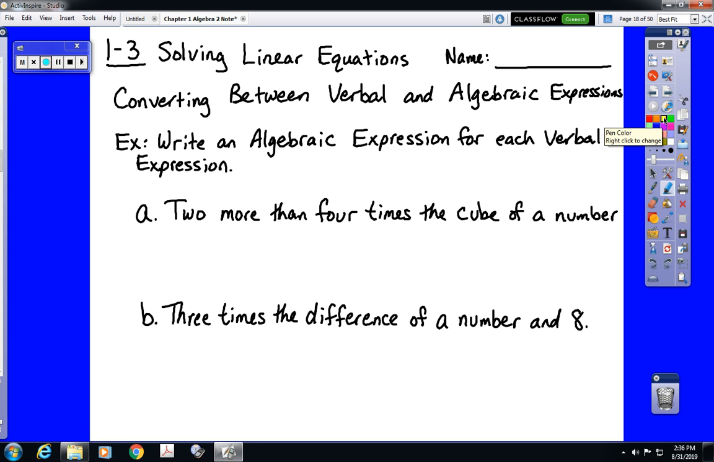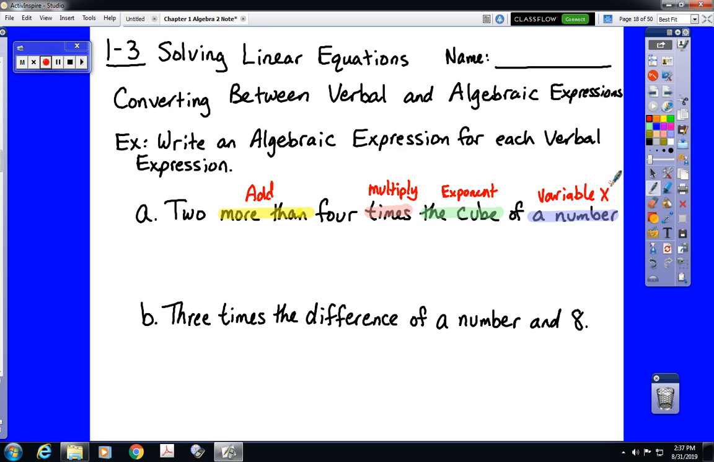So let's look at what we know there. When we see these words, more than, that indicates that we are adding. Then we have 4 times, that means multiply. Then we have the cube. That's an exponent. And then finally we have of a number. That indicates a variable. So we'll use x for that.